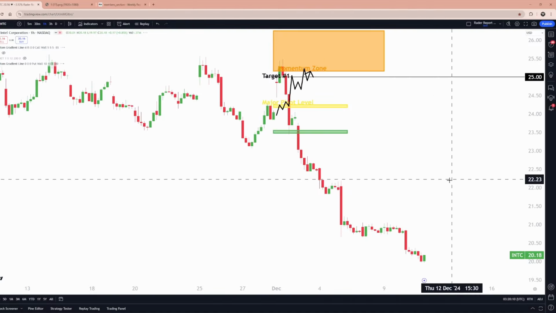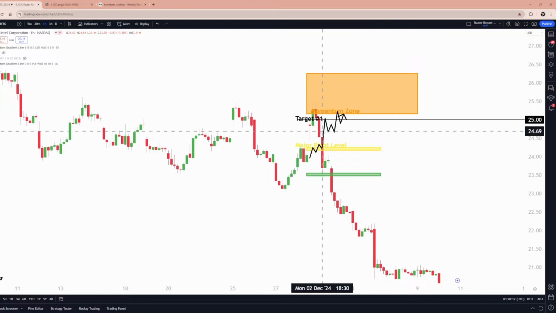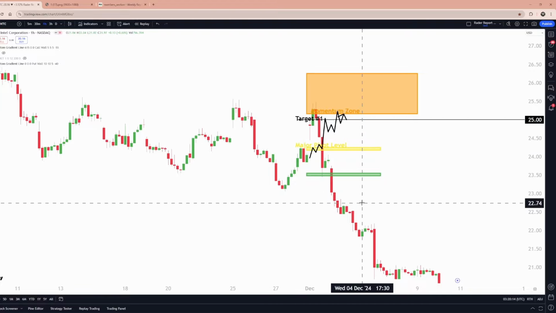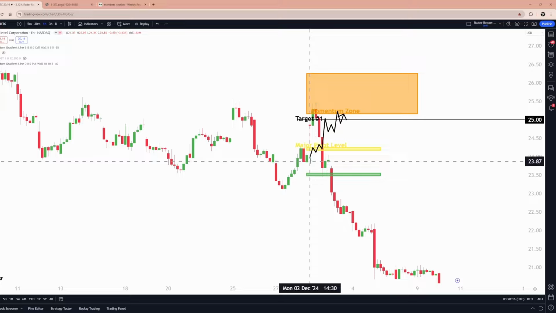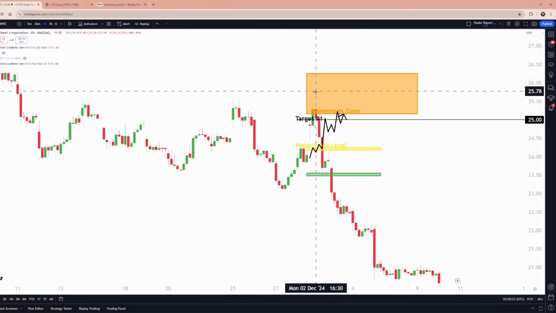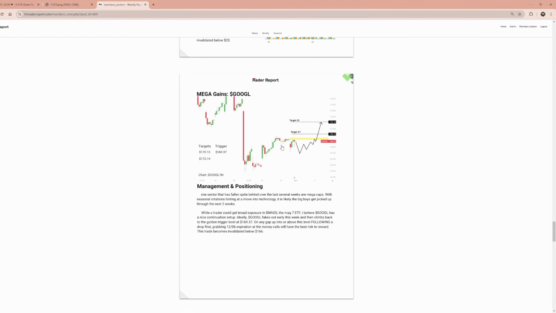INTC got there, but then news hit this morning, the CEO stepped down or whatever, and it just completely collapsed. Because it went to target one, it gapped like 3% after hours, which was way more than I was even anticipating. So I never actually entered the trade. The risk to reward wasn't great, but the news just completely took it over. So that one was invalid, but cool principles nonetheless.